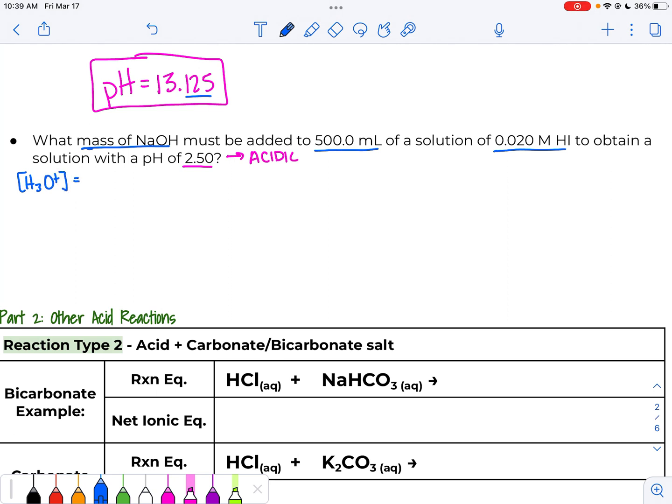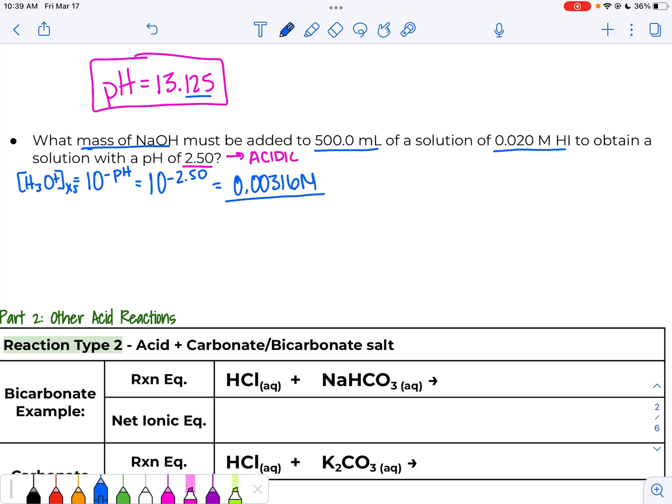I know that to calculate the concentration of hydronium, I can use the 10 to the negative pH formula. So the concentration of hydronium in excess is equal to 10 to the negative 2.50. So when I throw this in my calculator, what I end up with is 0.00316 molar. So that's the concentration of my excess hydronium.